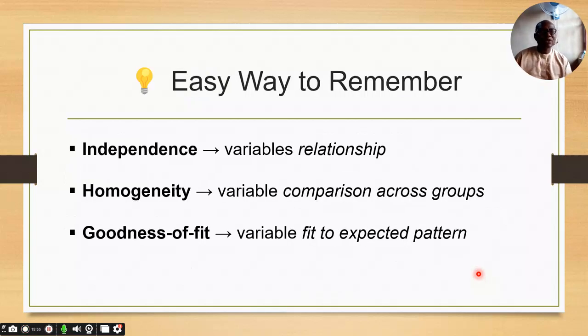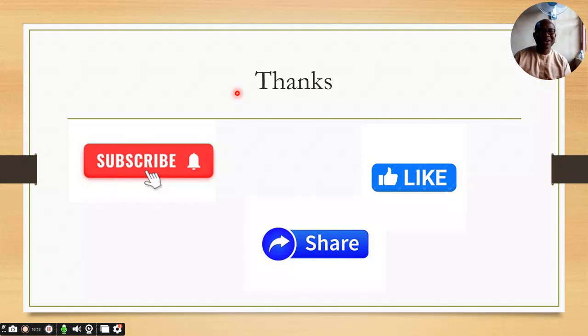So the easy way to remember this whole lot of explanation is to view the test of independence as looking at the relationship between variables, while test of homogeneity looks at variable comparison across groups, while the goodness of fit test looks at how a variable actually fits an expected pattern. So this is the module we are going to take on chi-square statistics.